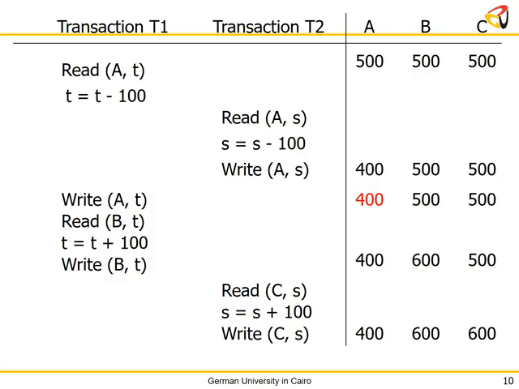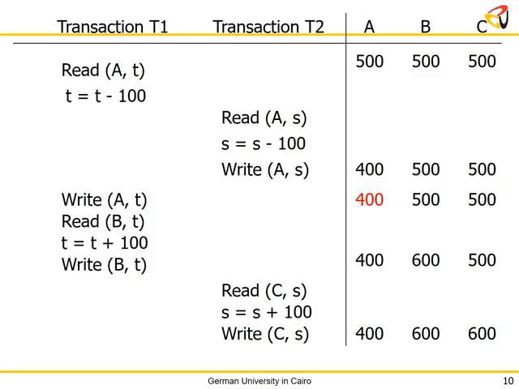And now I start in T2 with A still 500. I will copy the 500 to S, subtract 100, and then write it back. So now I'm writing 400 into A. Now a context switch happens again. The value of T in T1 was a 400, so I wrote back into A also 400.